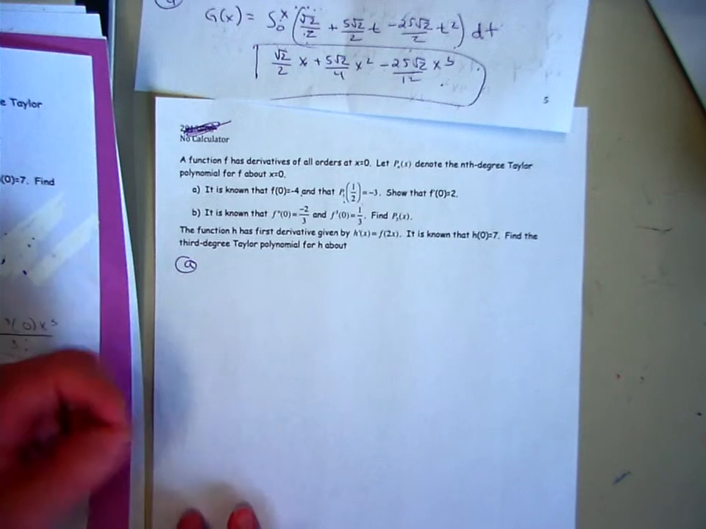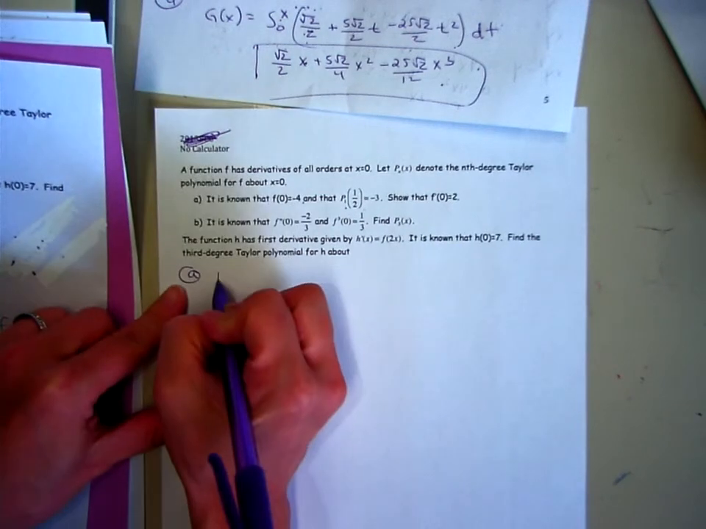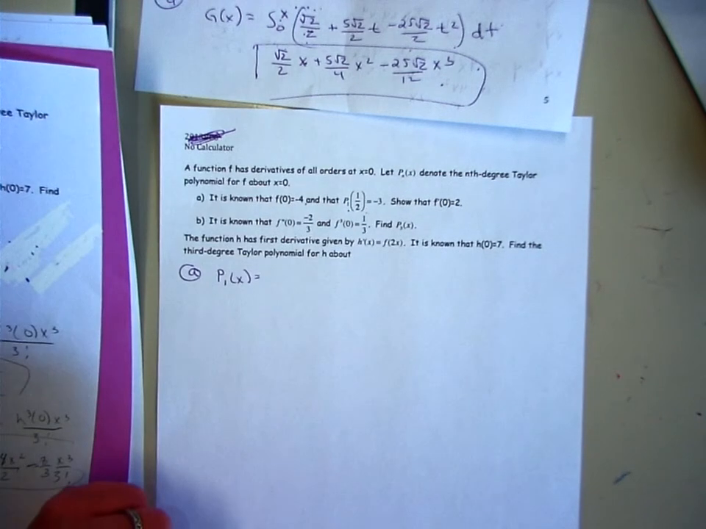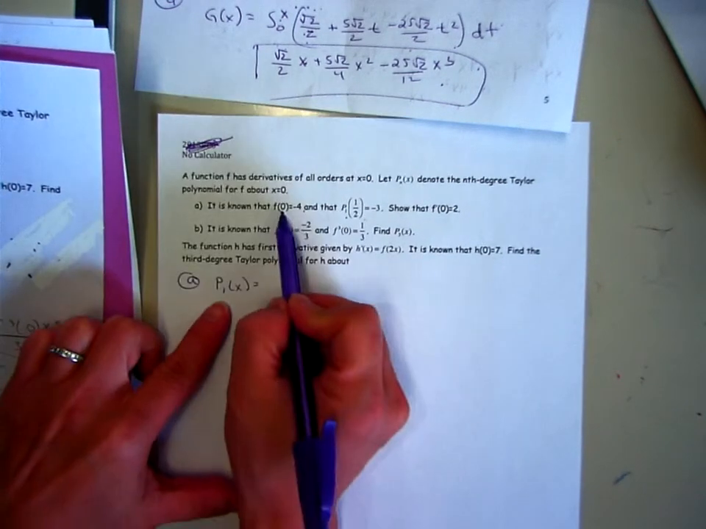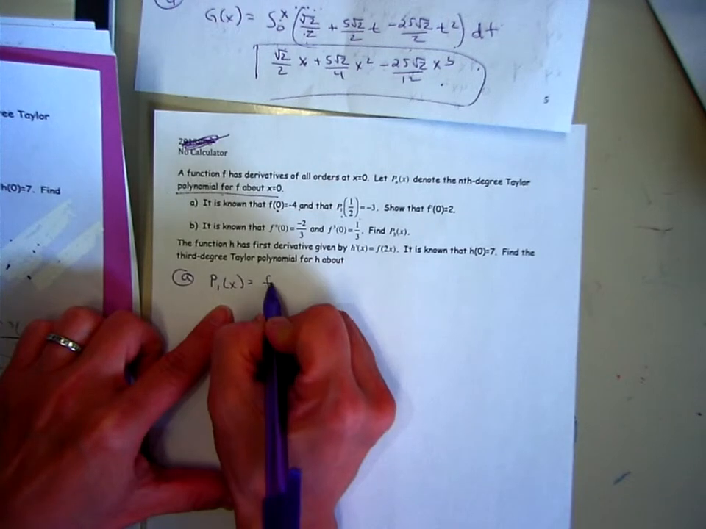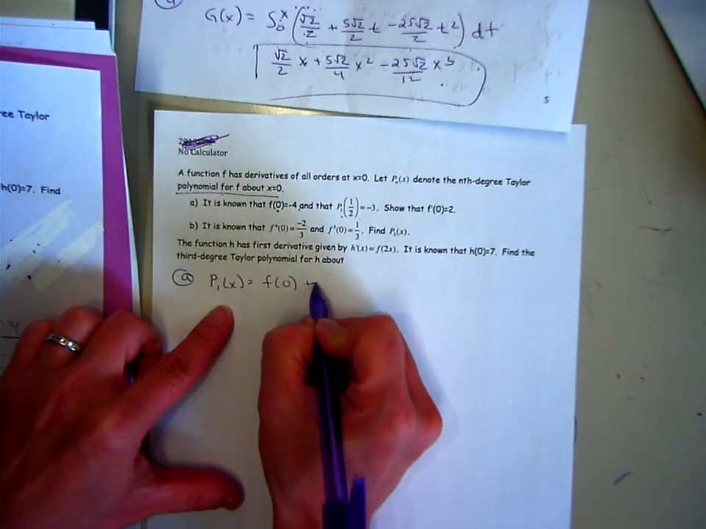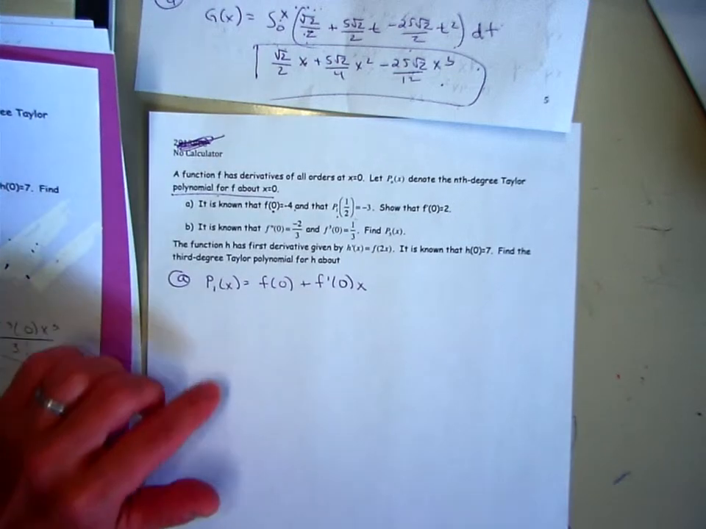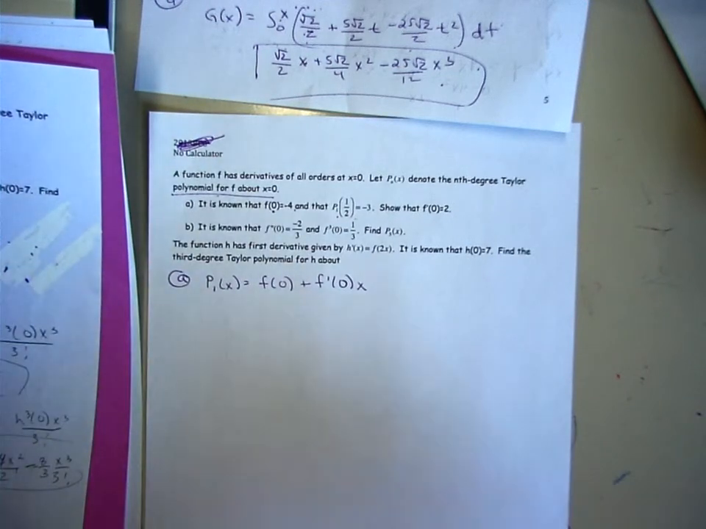Okay, well, let's think about how we come up with the first degree polynomial centered at 0. It says a polynomial about x equals 0. So your first term would be f of 0 plus f prime of 0 times x. If we wanted a second degree, we would do the second derivative of 0 times x squared over 2 factorial, etc. This is just doing the first degree.